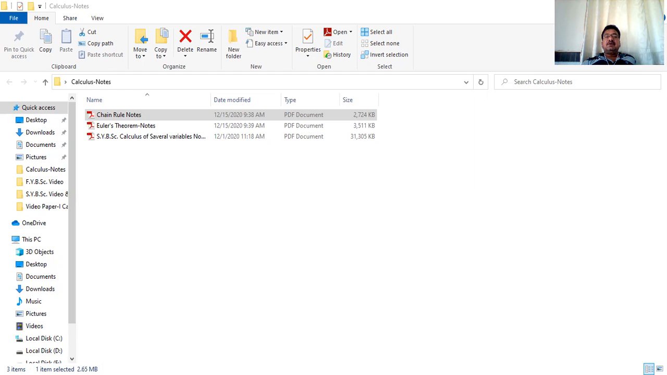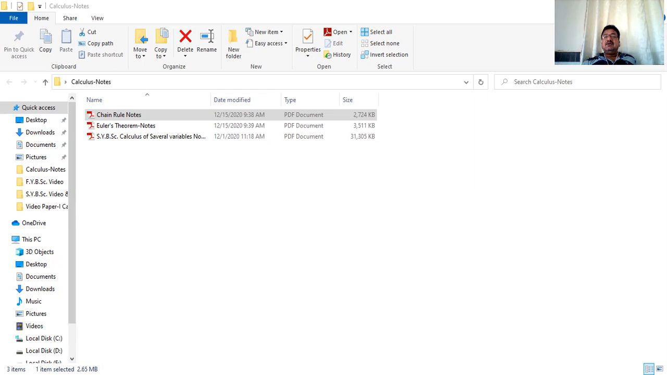So u is x cubed plus y cubed, x is a cos t, y is b sin t. Okay, so this is the problem. u is a function of x and y, and x and y are functions of t. Then du/dt by chain rule we have. Already these problems are observed.